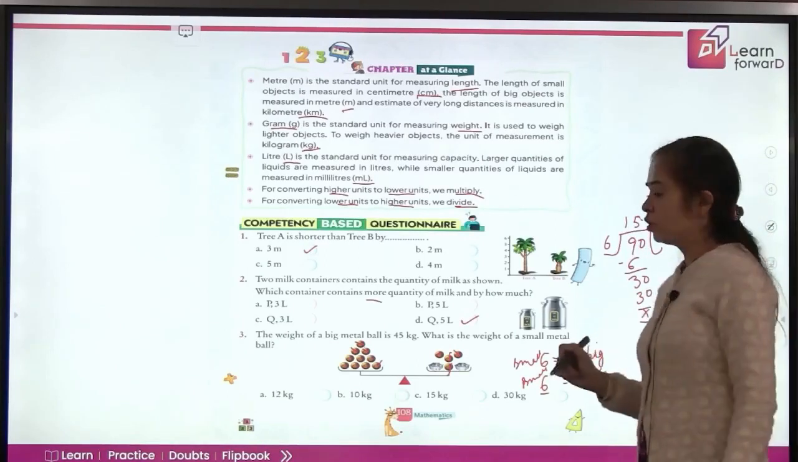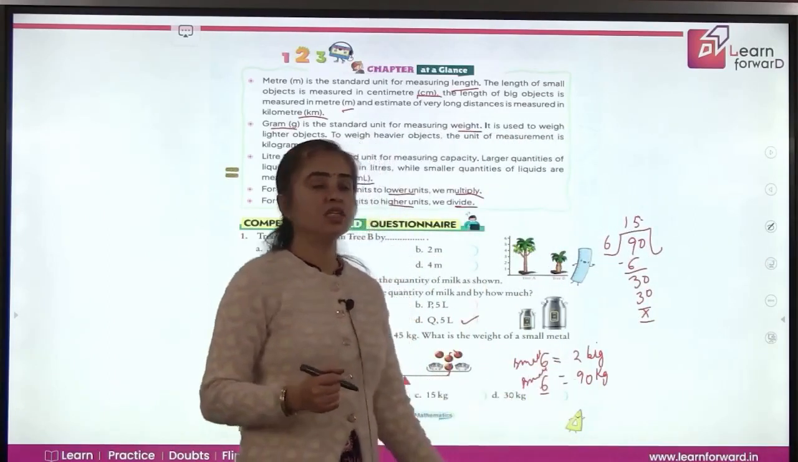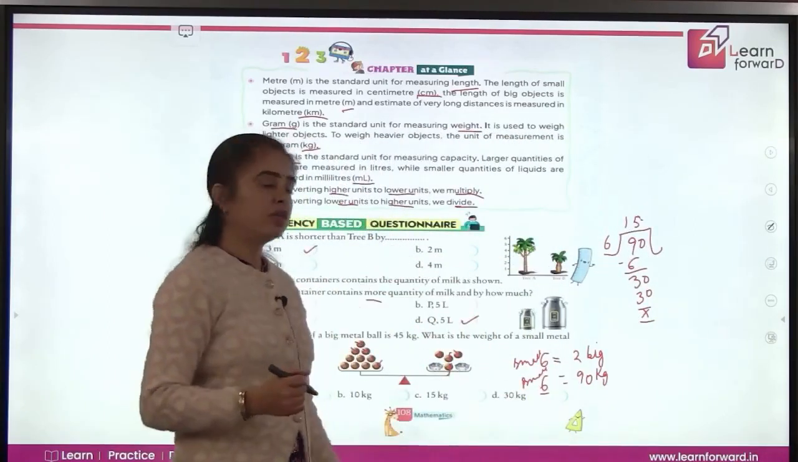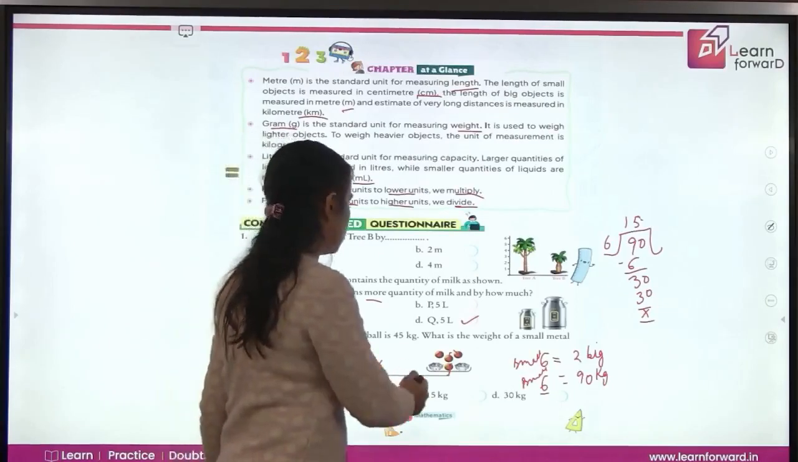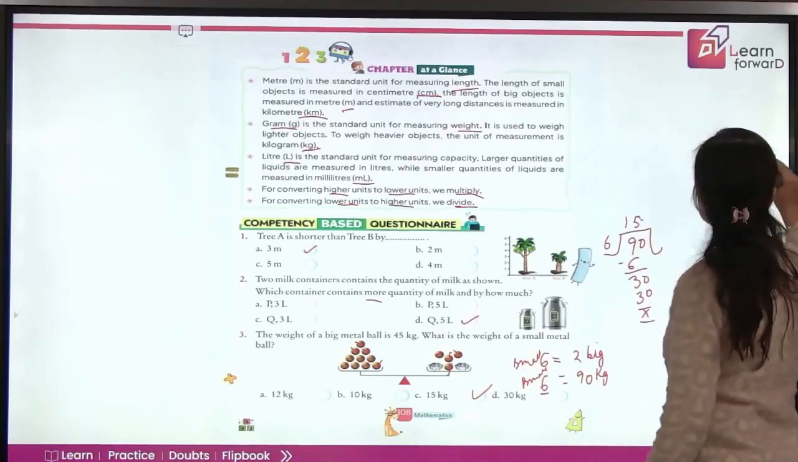Right? Because you know the weight of 6 small metal balls here is 90 kg. So for finding the weight of 1, you are dividing. So 15 kg is your correct answer, right? Let's move to the next now.